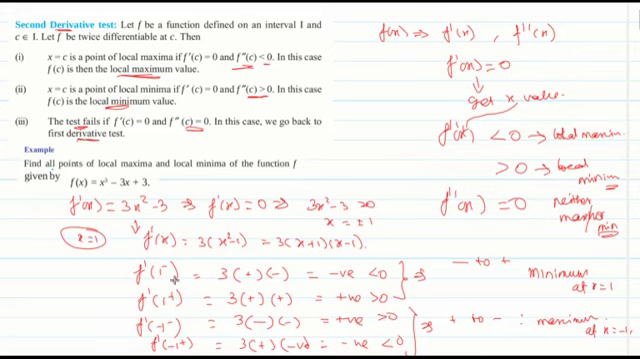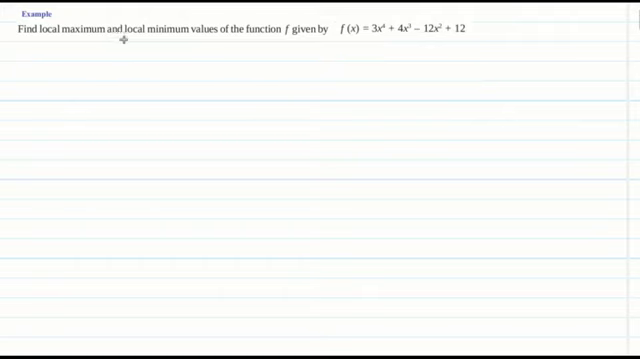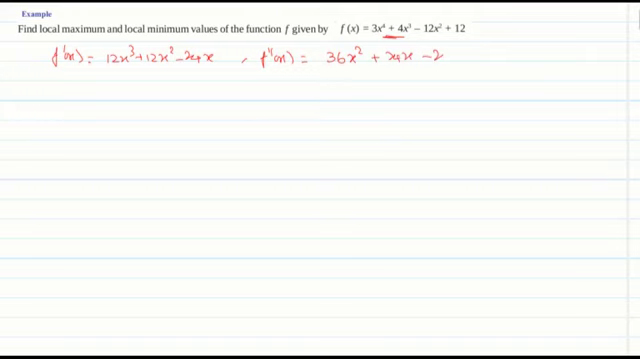Okay, so now we have to find the local maximum and minimum values for the given function. Children, here I am going to use the second derivative test. First, I will find f dash of x. It is 12x cube plus 12x square minus 24x. Second, I need to find f double dash of x. I will be getting 36x square plus 24x minus 24.